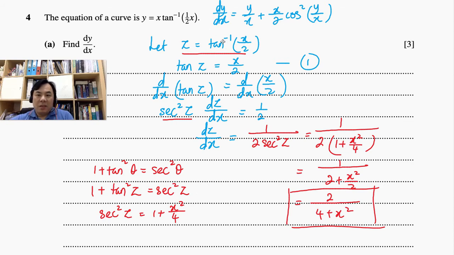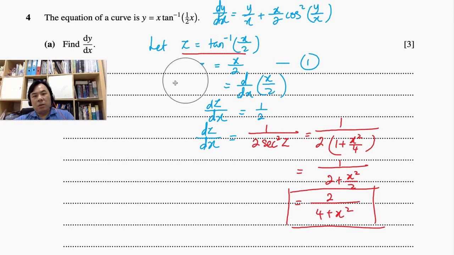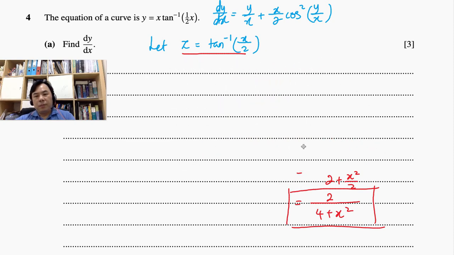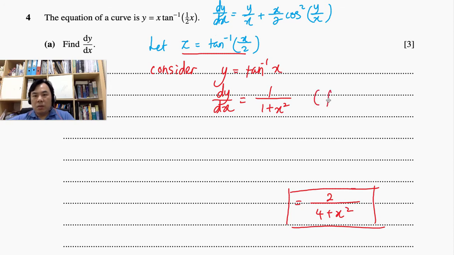Now, of course, some of you may not like to use this method at all. There is a shorter way to remember this. Now I'm going to show it to you here. I'm going to leave that out for reference. So next time, whenever you want to differentiate this, consider y is equal to tangent inverse x. How do we differentiate this? Your dy/dx is equal to 1 over 1 plus x squared. So this is kind of a derived formula that you can use in the exam.